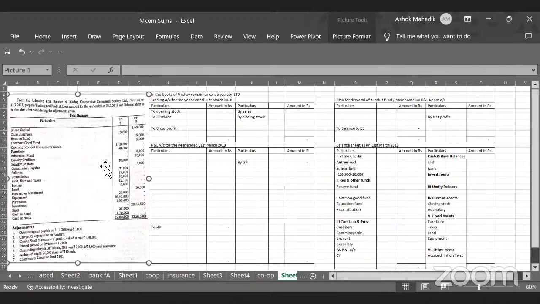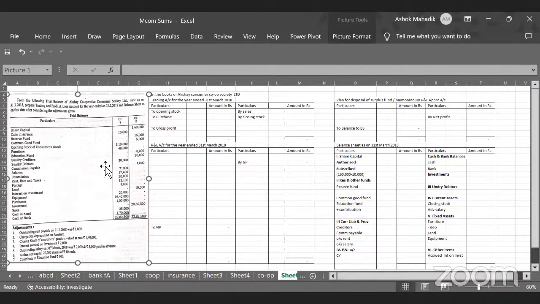This paid in advance means it belongs to next year, so we have to remove it from the salary. So salary has two adjustments. Current year outstanding will be added and advance will be subtracted. And this advance will be recorded on the asset side under current assets.